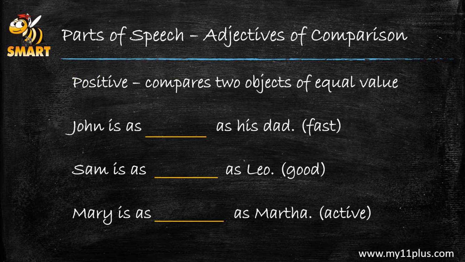So here are three quick examples of using adjectives to compare objects. So in the first instance, we're going to be using the positive form of the adjective where we're comparing two objects that have equal value. So in the first one, the adjective is fast, and we're going to say John is as fast as his dad. We use the same form of the adjective. And the adjective here is good. Sam is as good as Leo. Similarly here, Mary is as active as Martha.